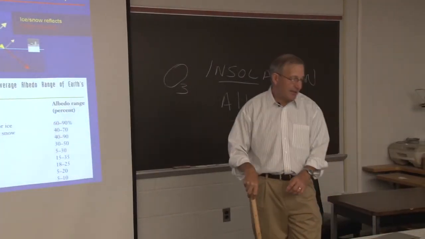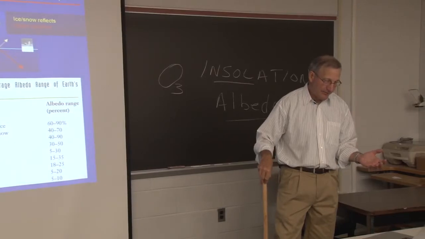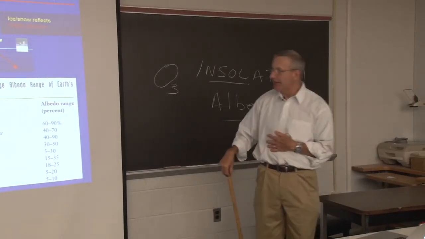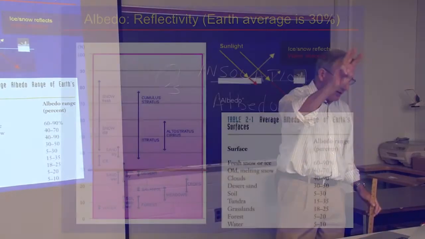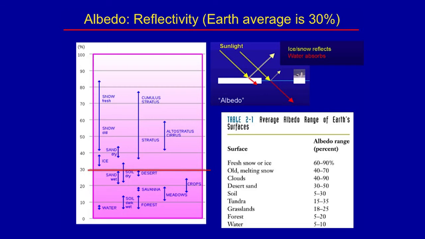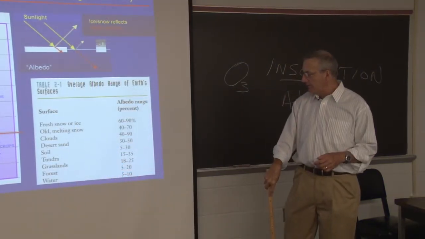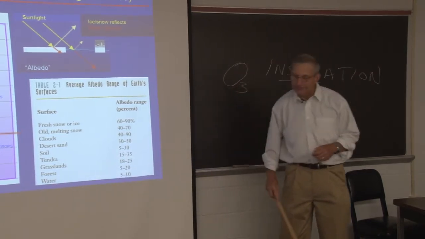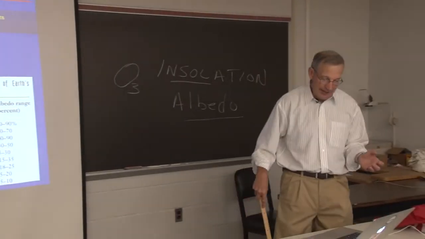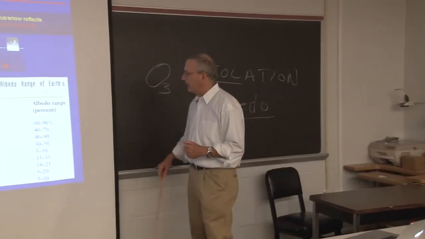We have to introduce the concept again of albedo, which is a fancy word for reflectivity. The Earth averages on the whole a 30% albedo. That is to say, it reflects back 30% of the sun's radiation. On fresh snow or ice that's not dirty, you're reflecting back about 60 to 90% of the sun's radiation. If you're looking at water, water's absorbing 90% of the radiation, only reflecting back 10, maybe 5%.